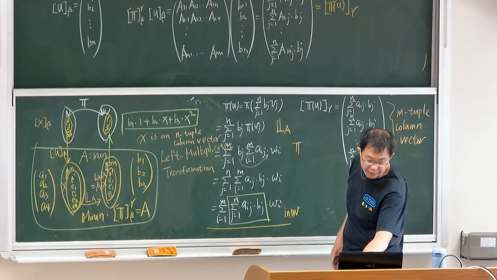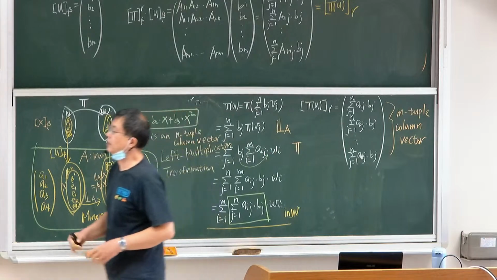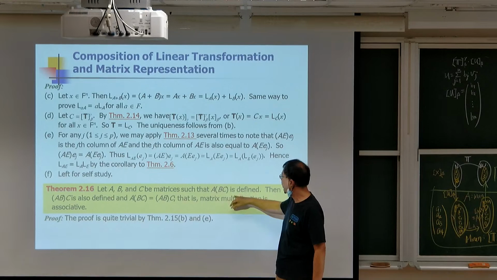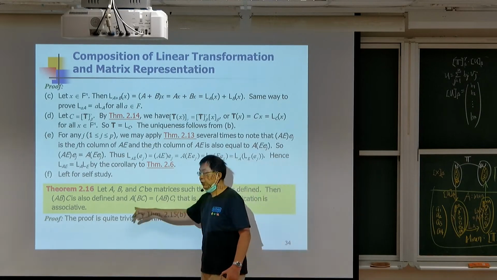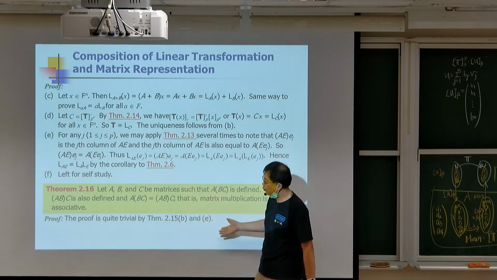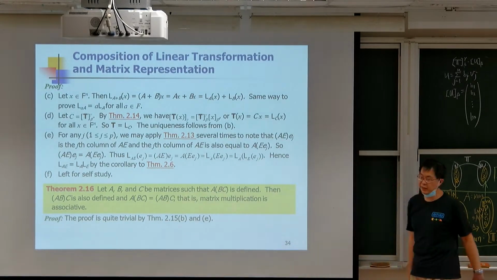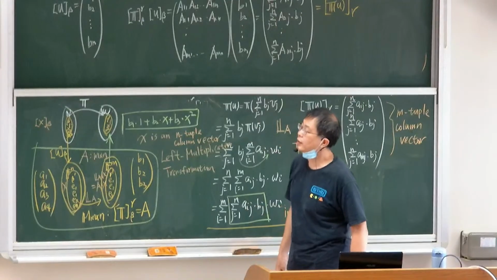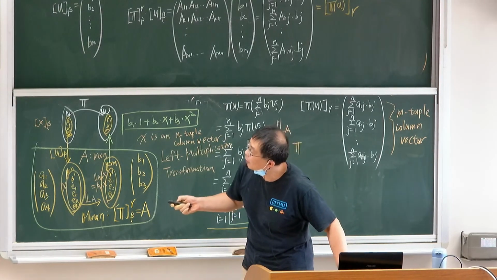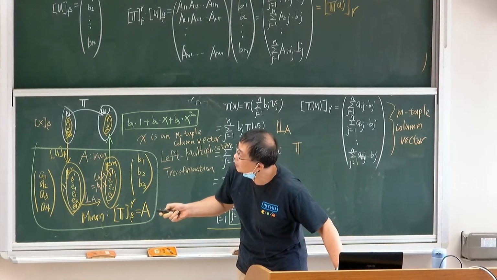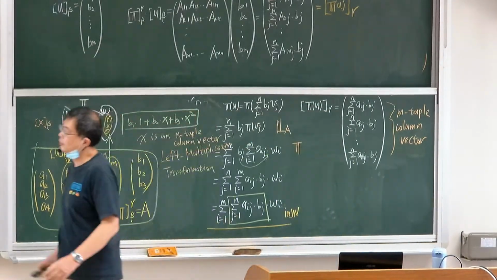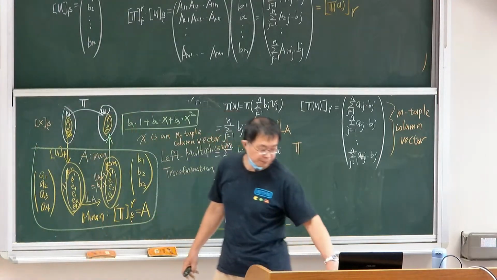Okay, so the next one: let A, B, C be matrices such that A times BC is defined, then the associative law is valid for the matrix operation. And actually, this theorem is also redundant because it can be found here, in E. So it's kind of redundant. So I'm not going to prove it either.